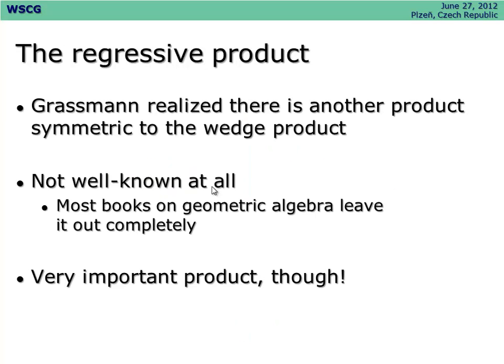Okay, so I've been talking about what Grassmann called the progressive product, the wedge product, for a while. There's another product that Grassmann realized existed that is complementary to the wedge product. It goes backwards. And it's not very well known at all. In fact, most geometric algebra books that I've seen ignore it completely in favor of some other products that I don't think are as fundamental. This is actually very important, and produces a nice symmetry in the mathematical system that will become really useful a little bit later.